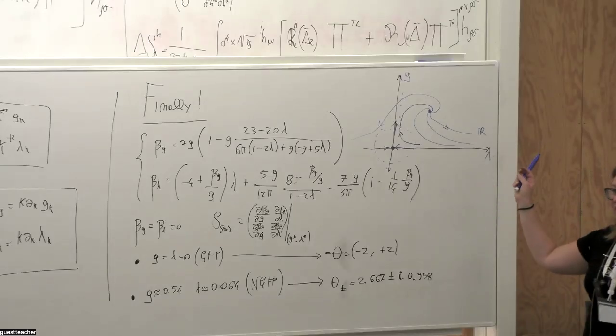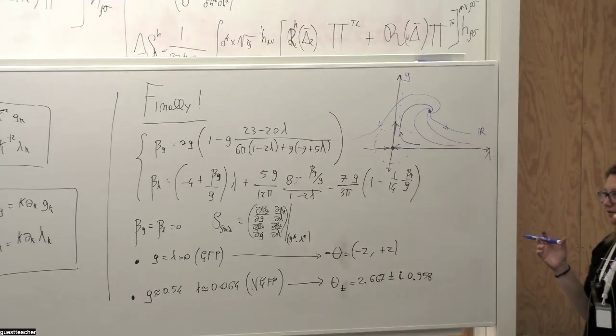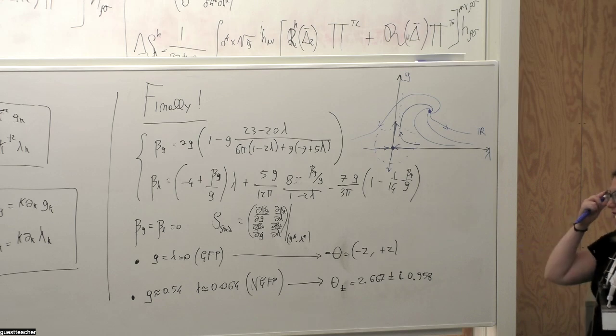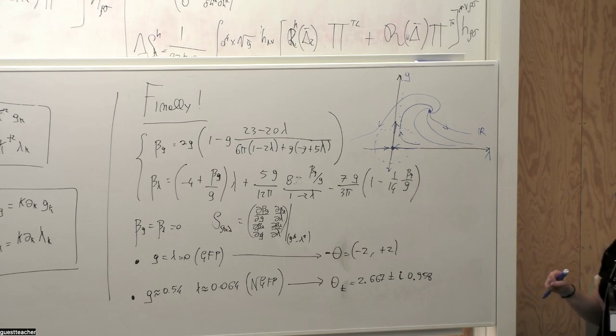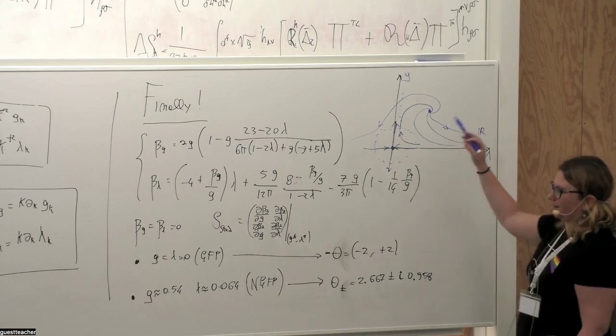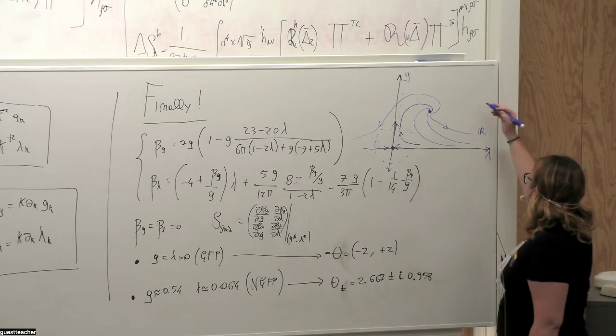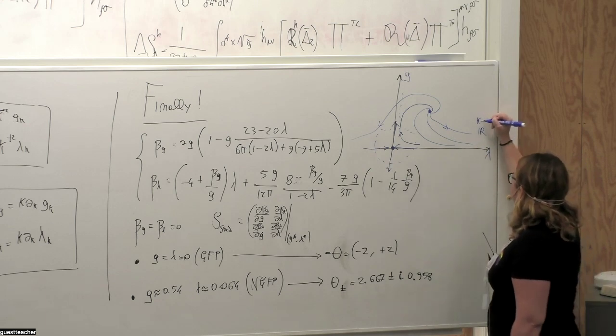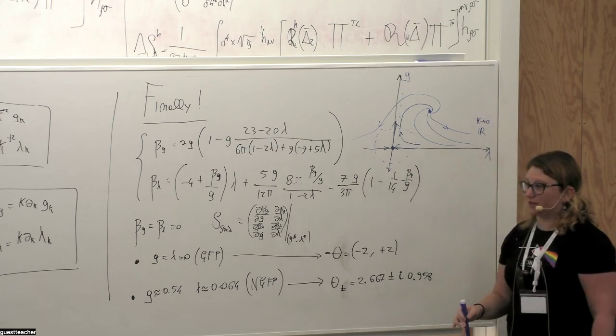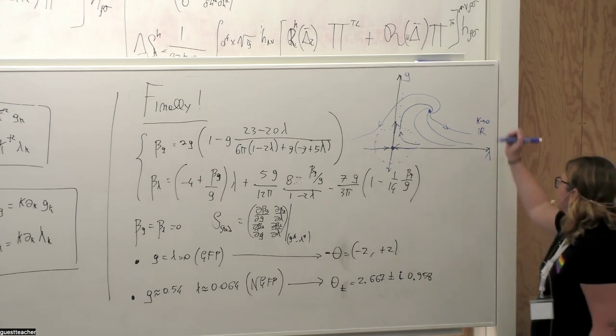Yes? What do you mean now by IR? I mean, the flow variable is still little k, right? So now I still have little k, okay? So this is the k running. Yeah. And by IR, I mean the physical limit k that goes to 0, okay?